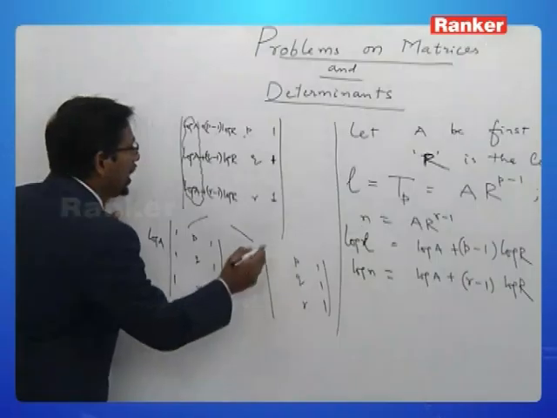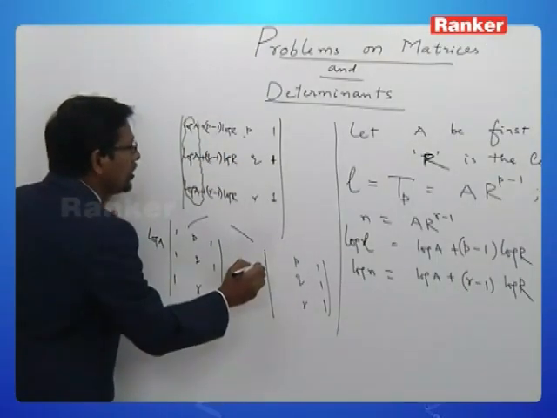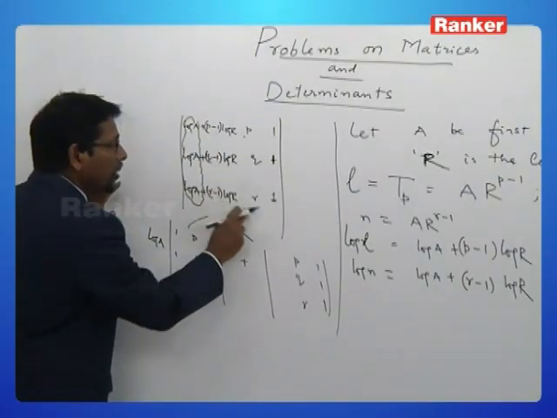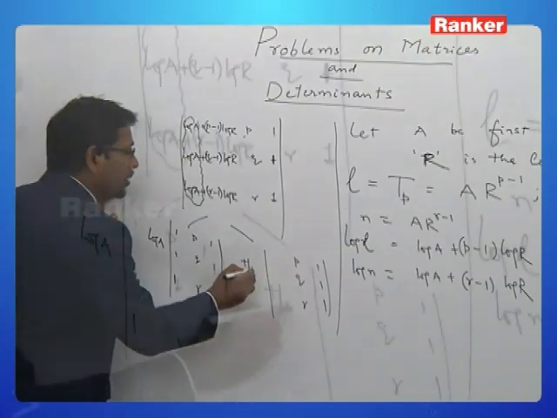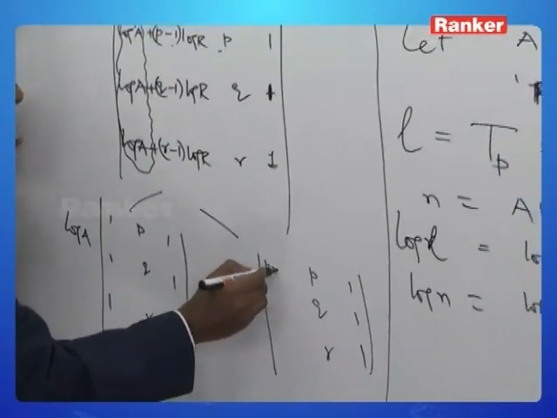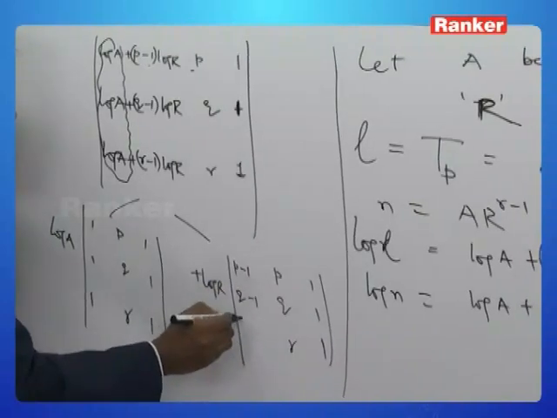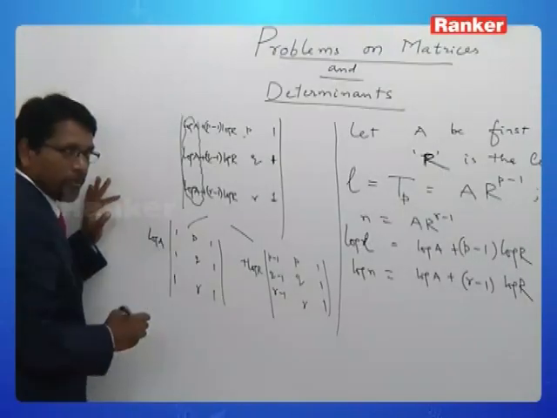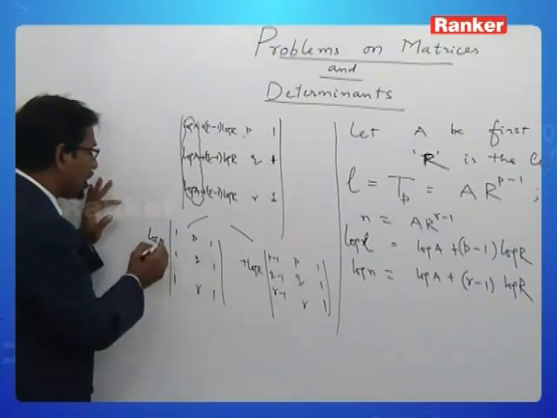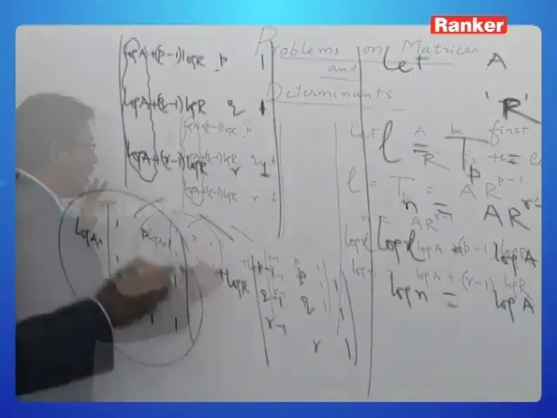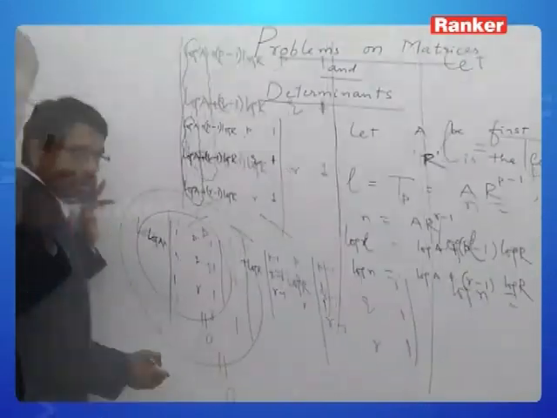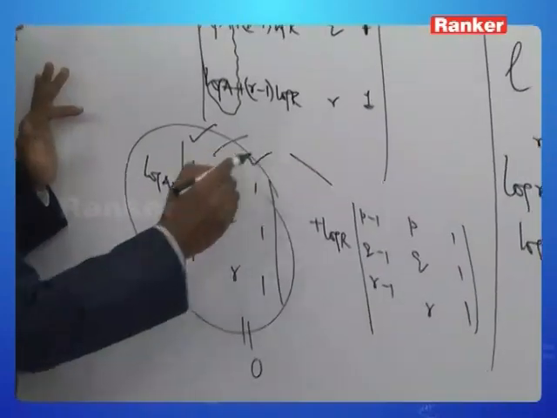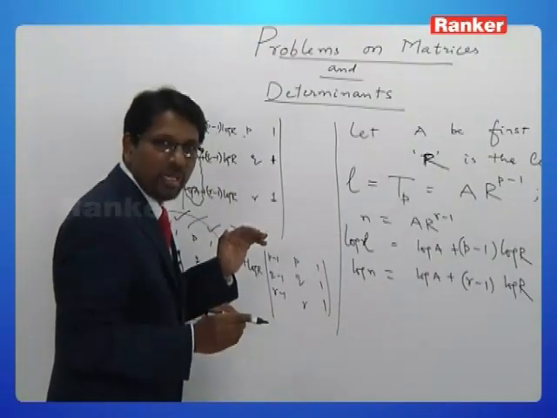Similarly, we get p minus 1 into log R, q minus 1 into log R, r minus 1 into log R here, so log R comes out common. We'll have p minus 1, q minus 1, r minus 1 this way. Clearly, this determinant is 0 because two of the columns are identical. Column 1 and column 3 being identical, the determinant is 0.